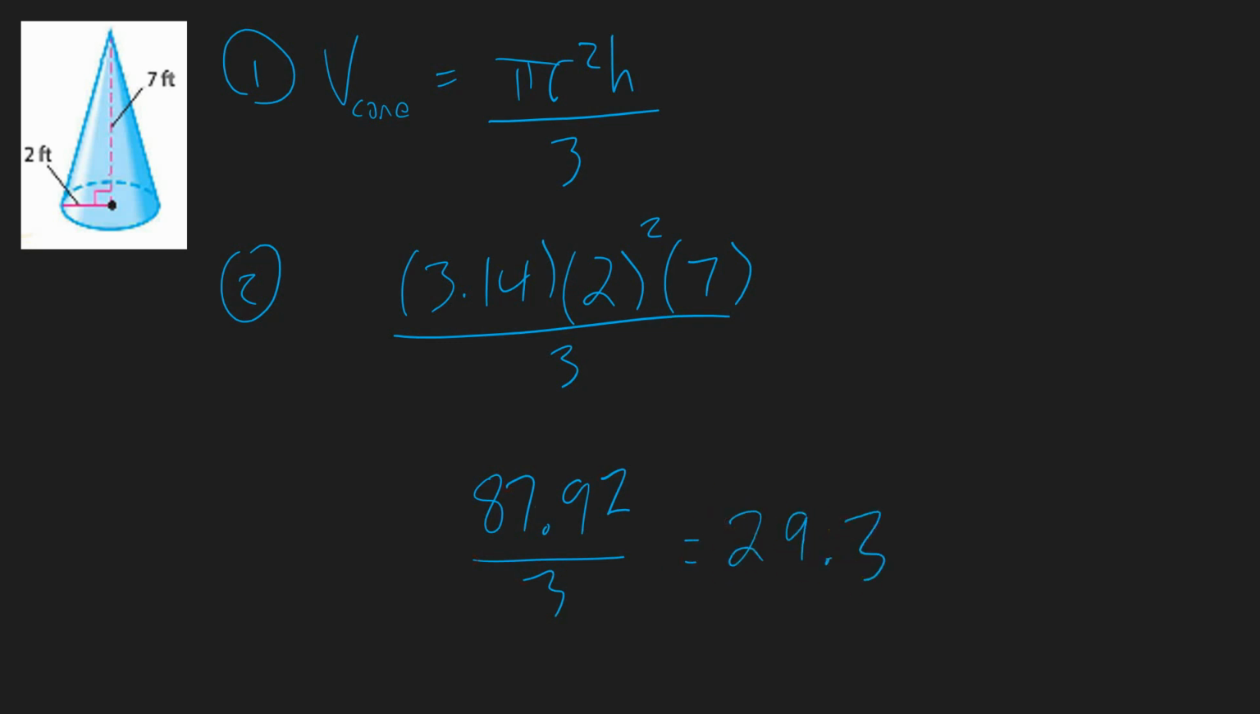And it just goes on, 29.306666 on and on. But I'm just going to round it to the tenths place for today because there's no specific instructions otherwise. And I'm going to put the units on it. That's in cubic feet. And that's it. Finding volume of a cone is exactly the same thing really as finding volume of a cylinder. That's all there is to it.